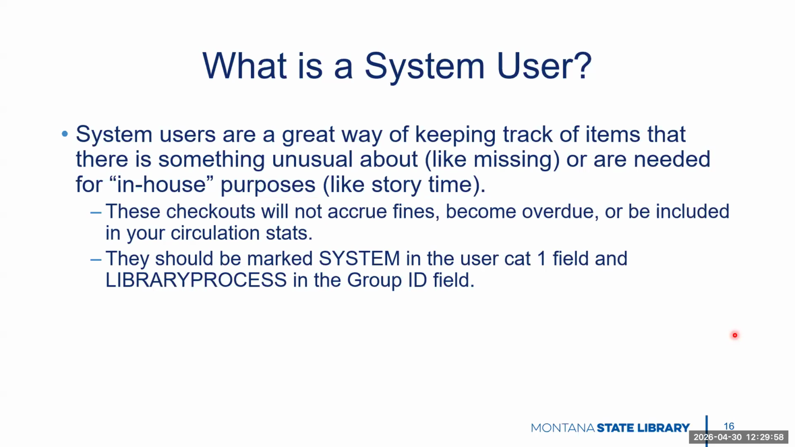To identify whether you have a system user, if we set it up for you, it's going to be your library dash whatever the account is, like Missoula missing. It should also in user cat one field have system and then be marked in the group ID as library processed. As a side note, if you have users that you're using that we didn't set up that don't have this information filled out and you'd like them to not accrue fines or be included in your stats, open a ticket and we can change that for you.